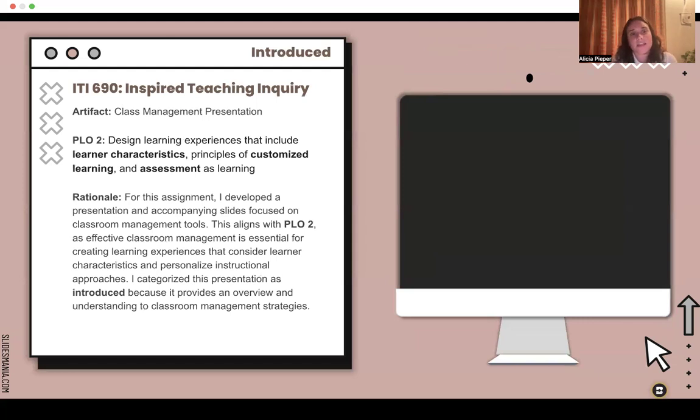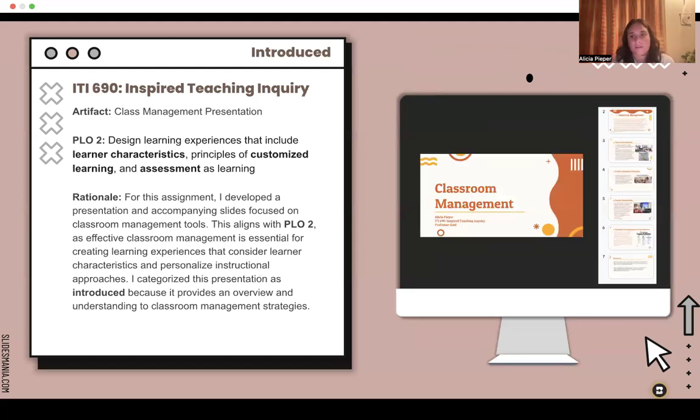ITI 690, Inspired Teaching Inquiry. The artifact that I chose was a classroom management presentation that I had created. This aligns with PLO 2 because effective classroom management is really important in our classroom if we want to see academic growth. So it's very important to create learning experiences that really consider all your learners' characteristics, and how you can personalize that in instructional approaches.